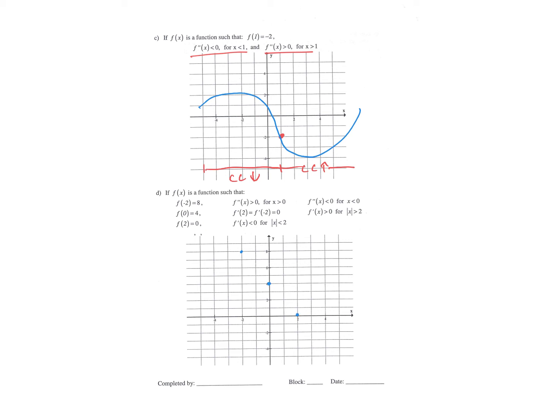And then it's talking about concavity on this next line. So it says it's concave up from x is greater than 0. So I am concave up this whole time. All right? See how we wrote that? And then what does this say? What does this thing say? F prime of 2 is equal to f prime of negative 2, which is equal to 0.